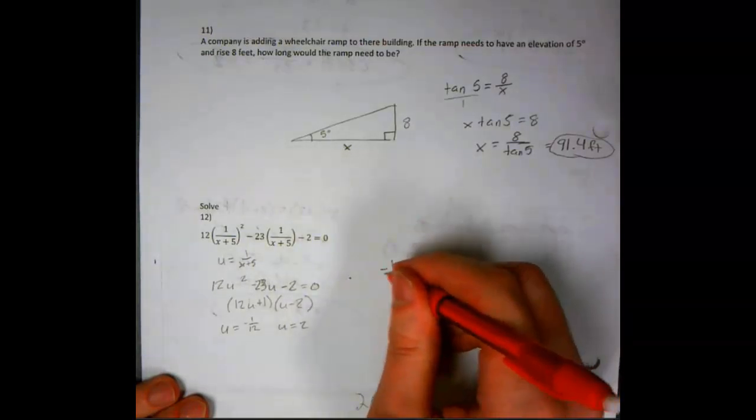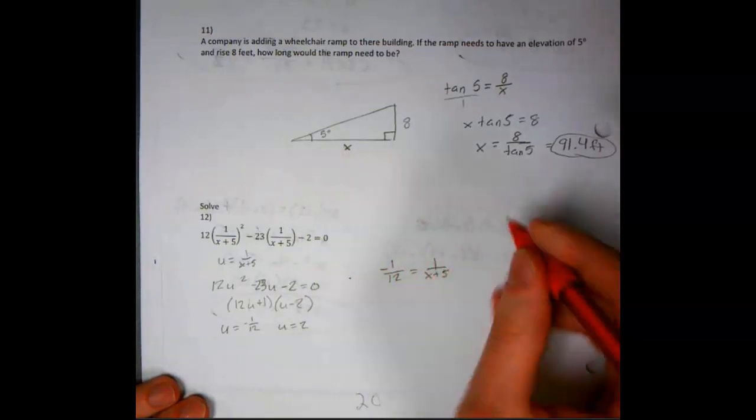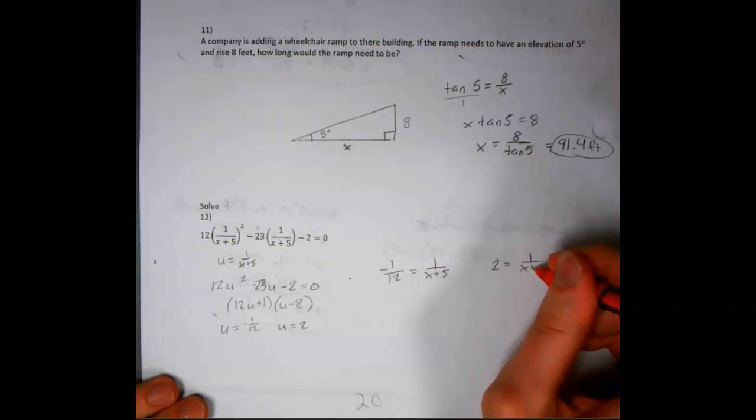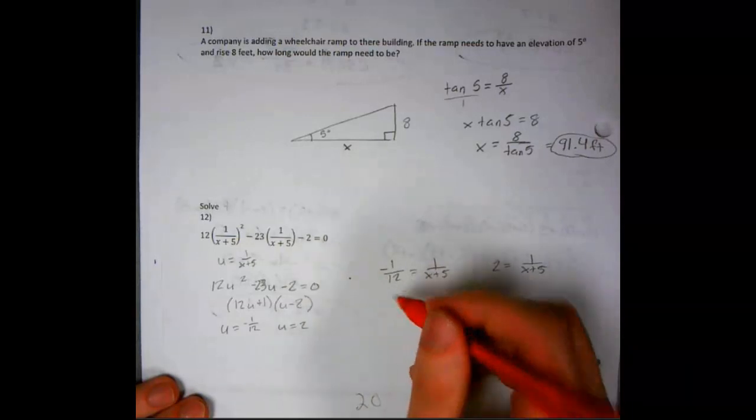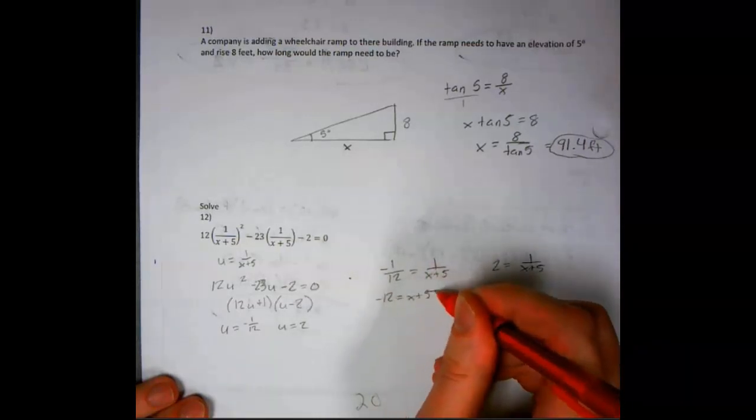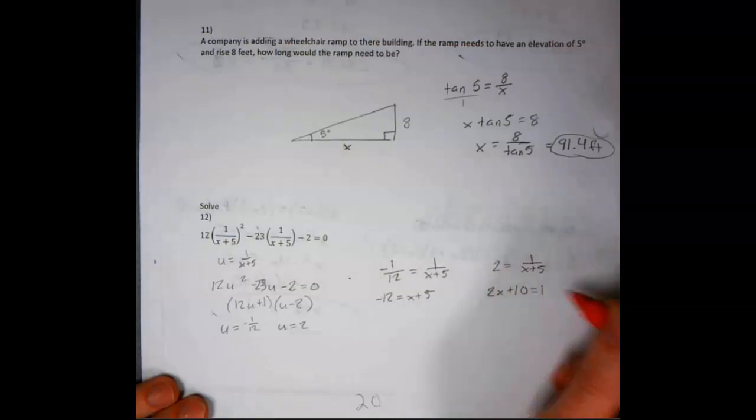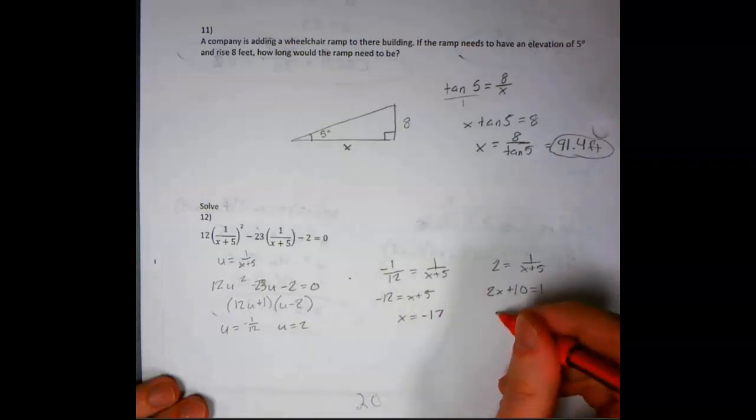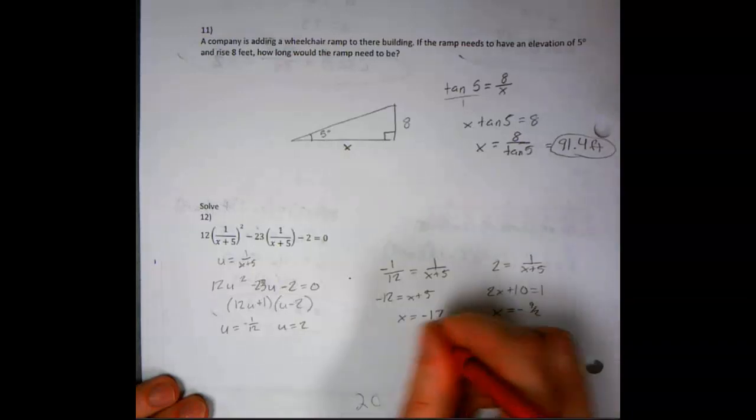So we'll take our cross multiplication. So x will equal either negative 17 or negative 9/2.